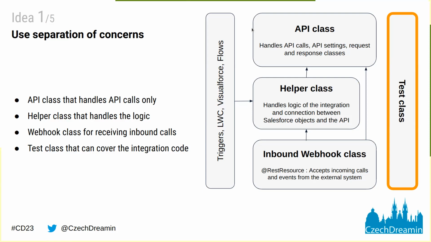And to cover everything up, we build a test class. And yes, I know it's best practice to have a test class for each of the classes that we build. But in this case, I prefer to have only one test class that covers all these three classes. Because the helper class uses the API class, your API class will be already covered because the only code that uses the API class is the helper class. And then the inbound webhook class is just a simple method away, so we can include it in that test class.